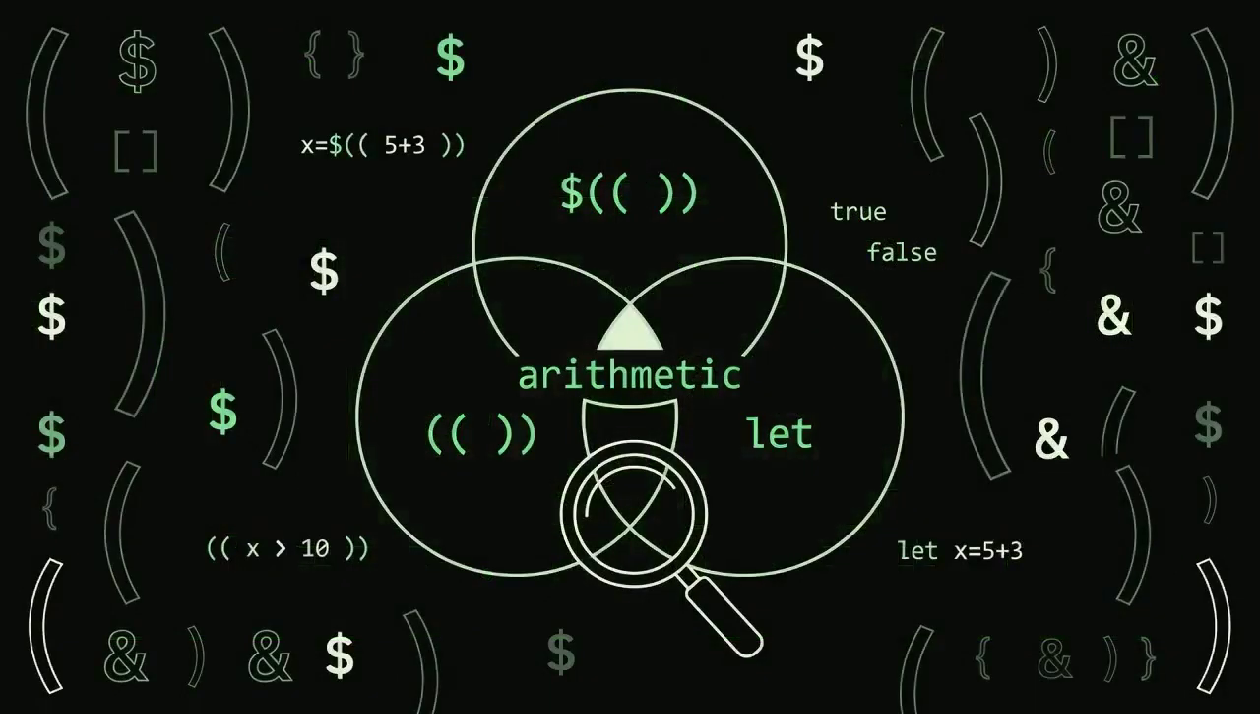Bash gives you 3 syntaxes to choose from. Double parentheses with a $ substitutes the result into your command. Plain double parentheses evaluate a true or false condition for tests and loops. And the let built-in assigns results directly to variables. Each has its lane. Use the right one for the job.